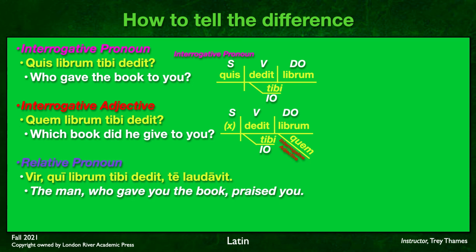Vir, qui librum tibi dedit, te laudavit. Vir is man. And the rest of that sentence, if we skip over the relative clause, is te laudavit, the man praised you. But we've got a relative clause here, qui librum tibi dedit, and it's who gave the book to you. Qui dedit, he gave. Librum, the book, tibi, to you. We diagram it, it looks like this. Here's the main sentence, vir laudavit te, subject, verb, direct object.